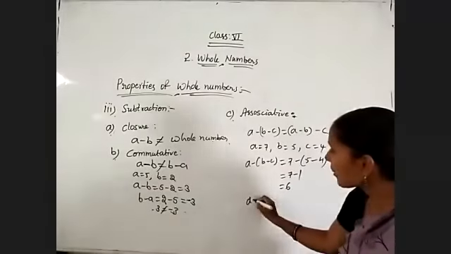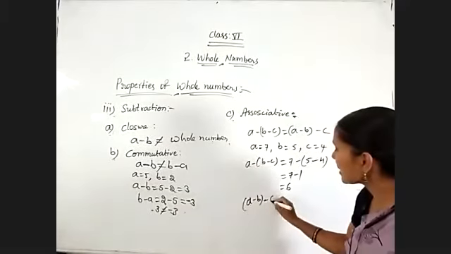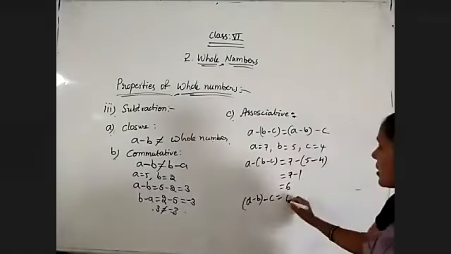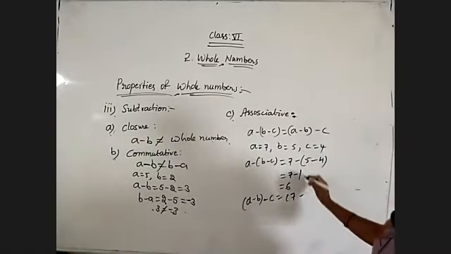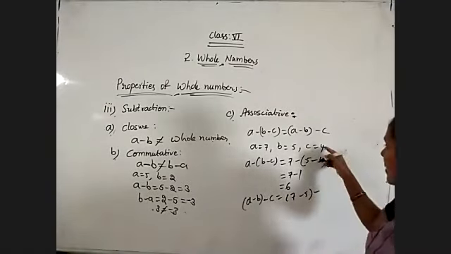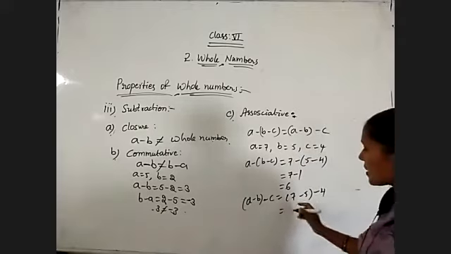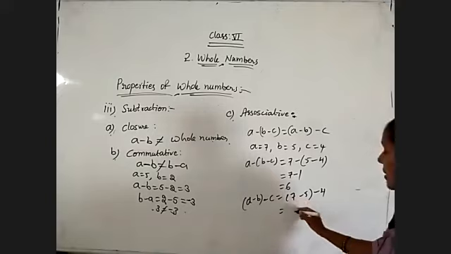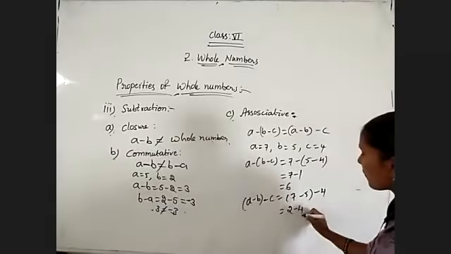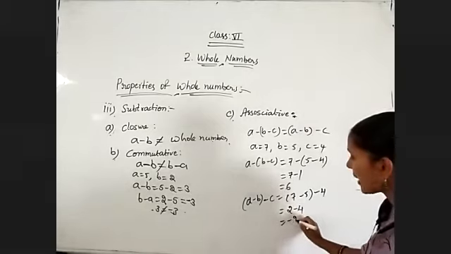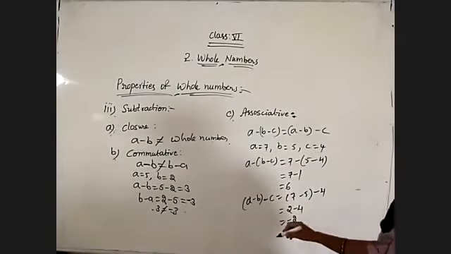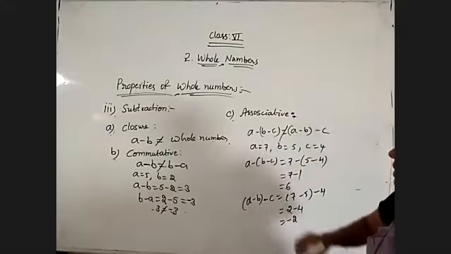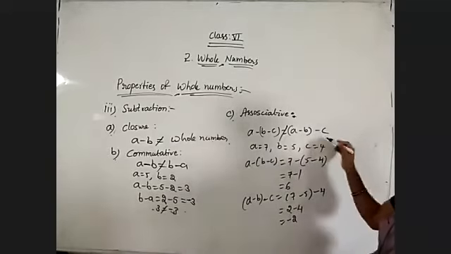Now check (A minus B) minus C. A value is 7, B value is 5, C value is 4. Here the bracket is for the first two numbers, so we need to do this operation first. 7 minus 5 is equal to 2. Then 2 minus 4 is minus 2. 6 is not equal to minus 2. So A minus (B minus C) is not equal to (A minus B) minus C.